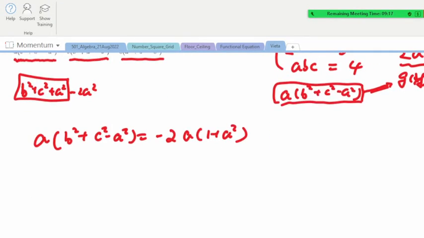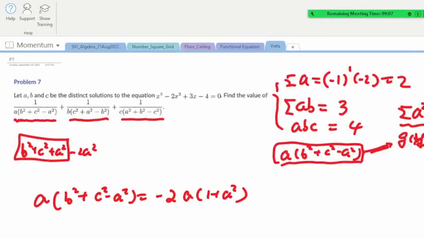Can we do this? Negative 2a times 1 plus a squared? Is that true? Wait, why? Hold on. This is the negative 2, right? So this is the negative 2. Take out the negative 2. It's a times this one. Yeah, you're correct. There's 9 minutes left. Yes, I know. Okay, but let's finish it. Okay, it's negative 2 times a plus a cube, right?